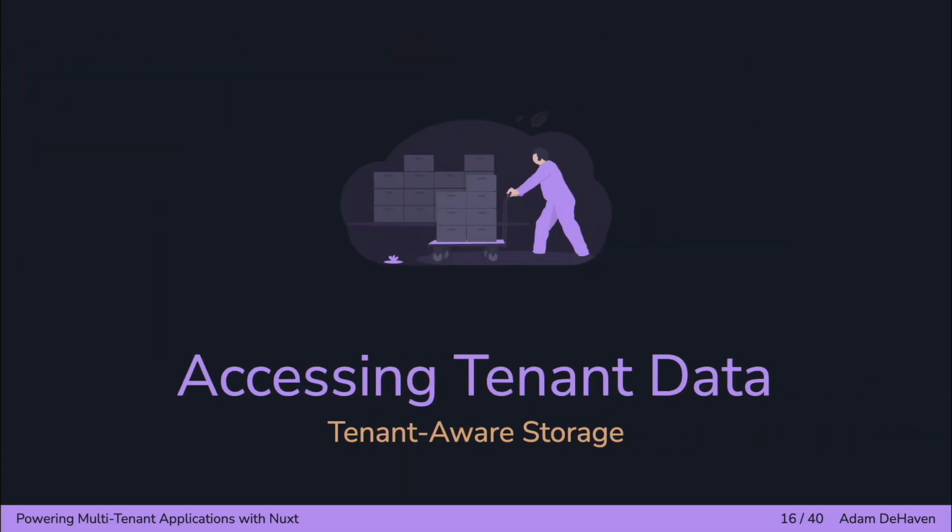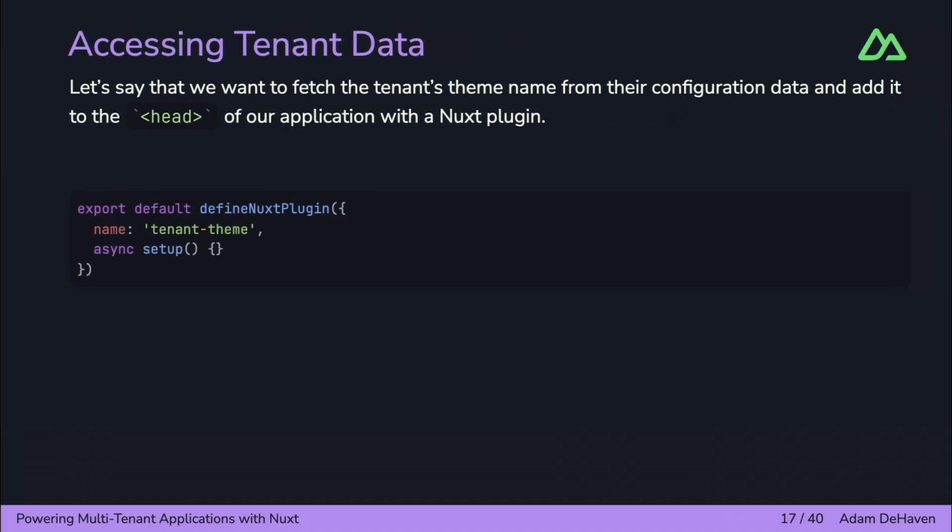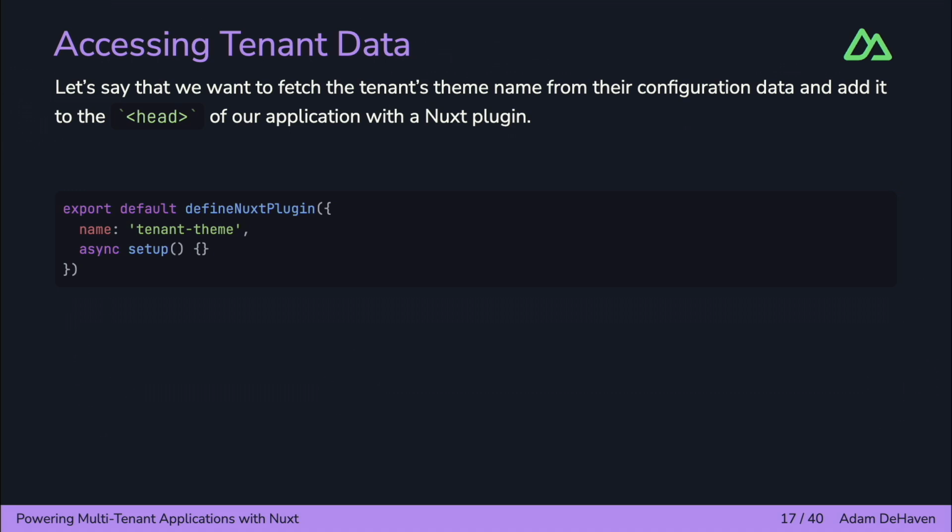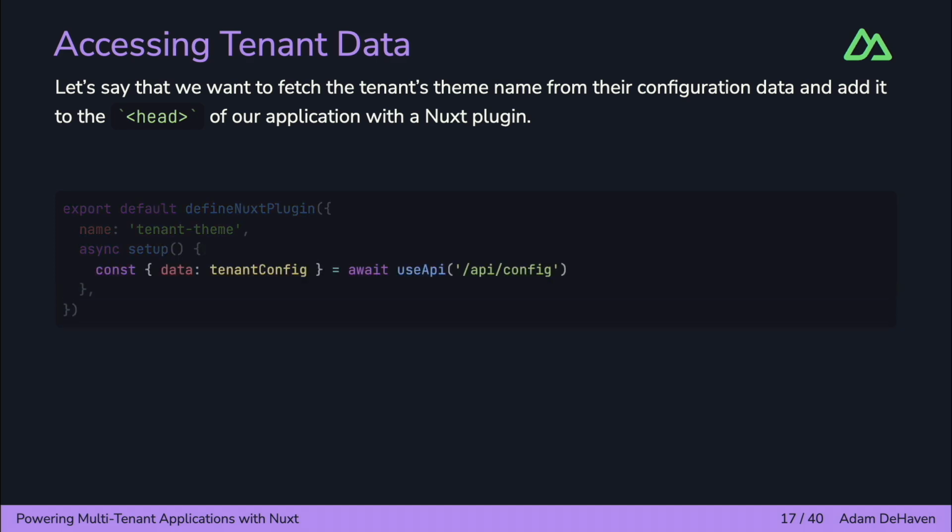So now that we've identified the tenant, we can use that tenant's unique identifier, which in this case is the tenant ID that we just retrieved, to fetch or store data on the edge in a tenant-aware manner. So let's say we want to fetch the tenant's theme name from their configuration data and add it to the head of our application with another Nuxt plugin. So first we create a plugin file that we can use to fetch the config data and add our theme attribute to the head element of the page. So we'll fetch the tenant config using our useAPI composable.